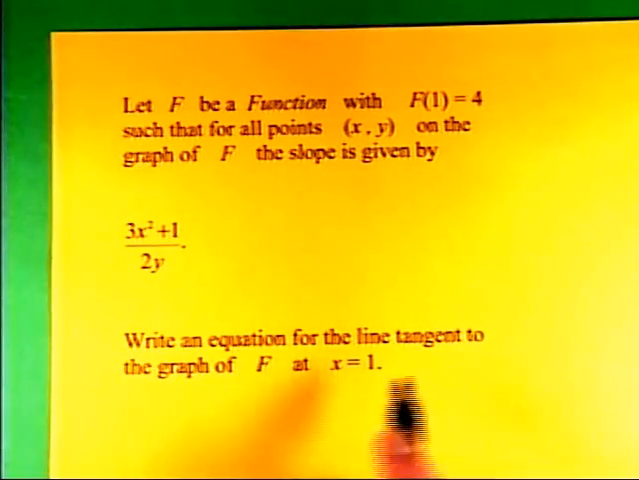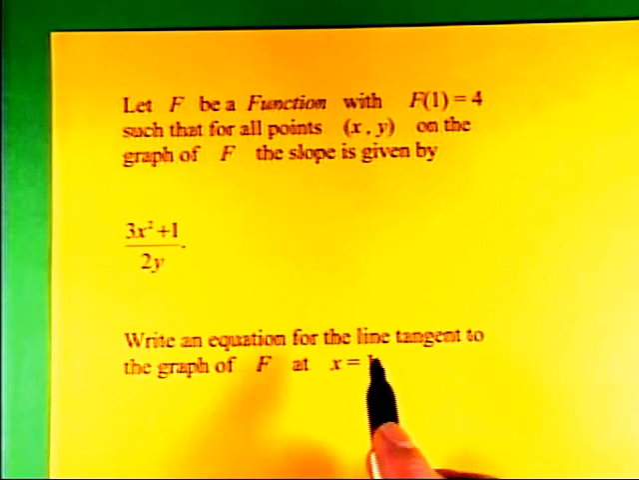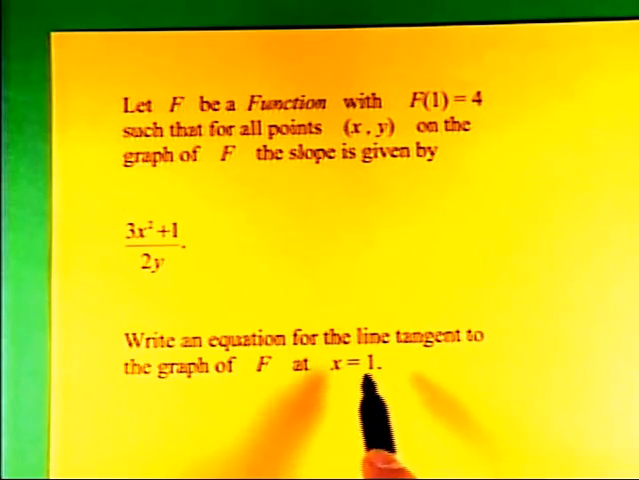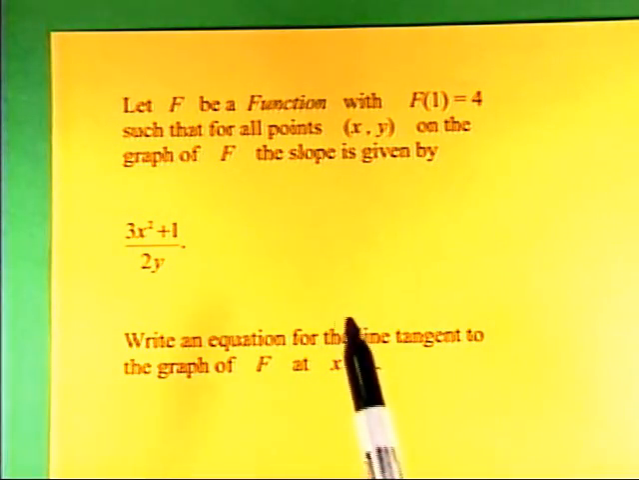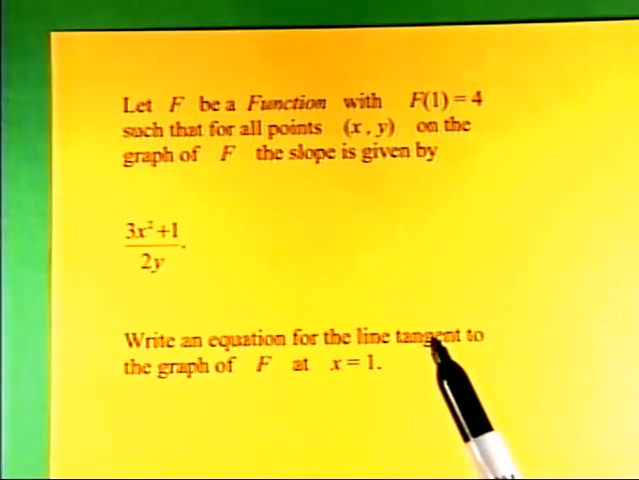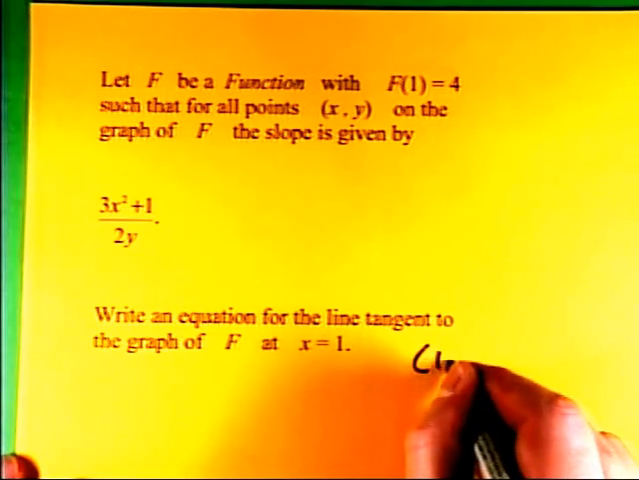You have to write an equation of the tangent line at x equals 1. If you have to write an equation of a line, what two things do you need, Guillermo? You need a point and you need a slope. How do we get the point? Plug it in the equation. Well, we don't have an equation, we just have the slope. Oh, it's 4. It's up there. Yeah, it sure is. So you got the point (1, 4).